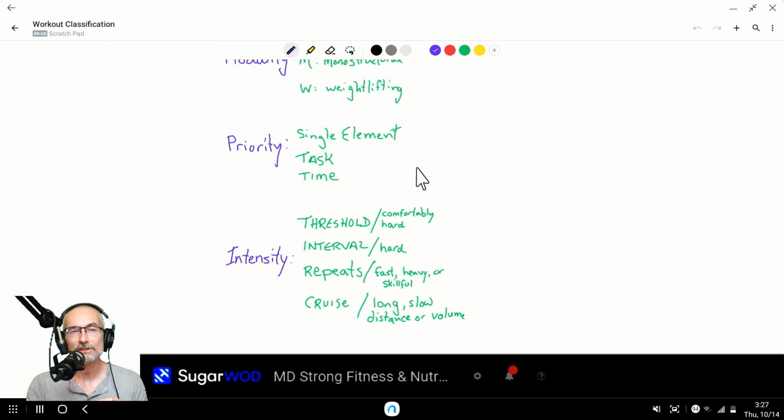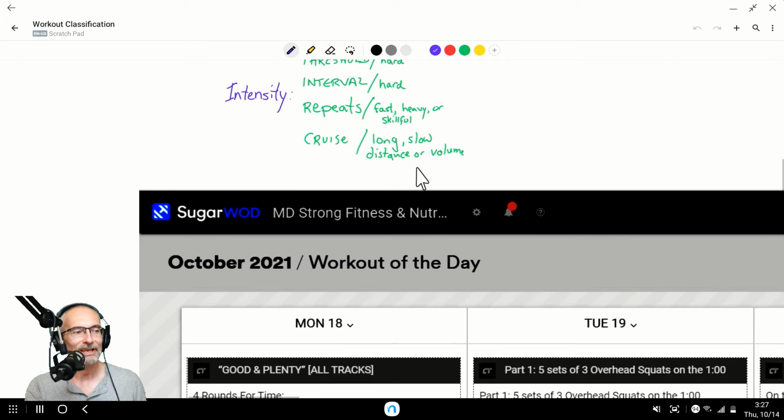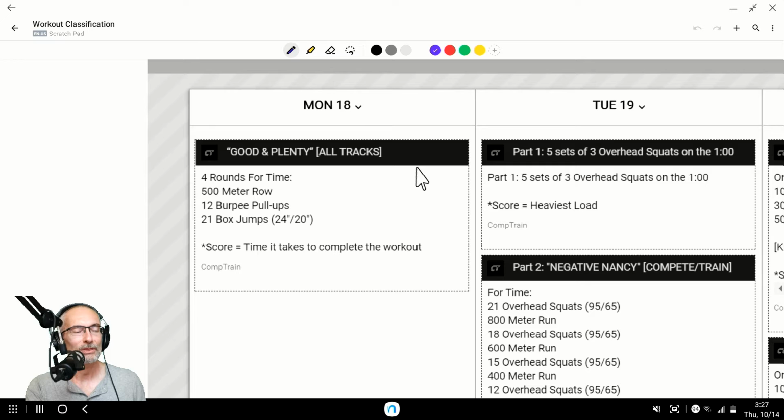But we're really focusing on the duration, the distance, the amount of work that we're going to do over a long period of time. All right, so here we go. Right down below, I have the workouts of the day. So we're looking at the workouts coming up on Monday through Friday, Saturday, and Sunday this week. And this is the first time I'm looking at all of these.